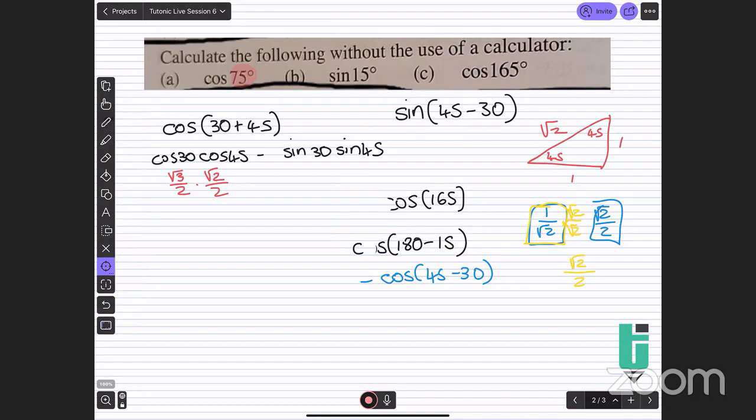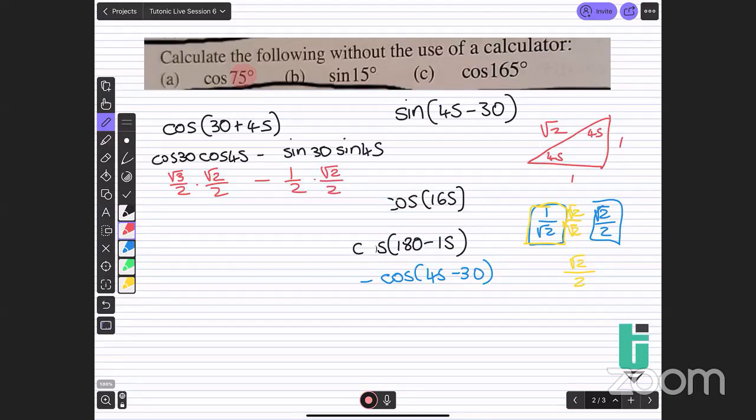I just thought it would be nice for you guys to know that. Okay, so what is sine 30? A half. Sine 45? 1 over root 2. Let's see. Okay, when I say root 2 over 2. Okay.